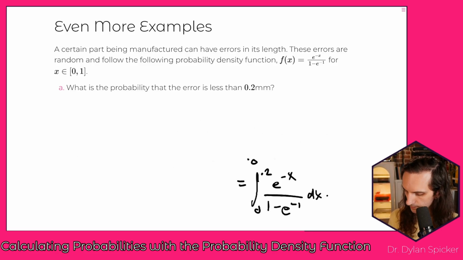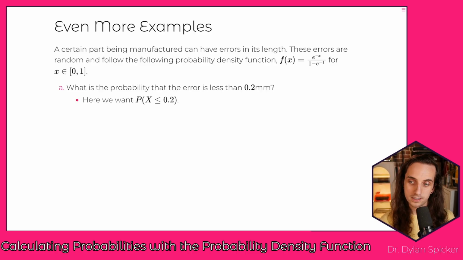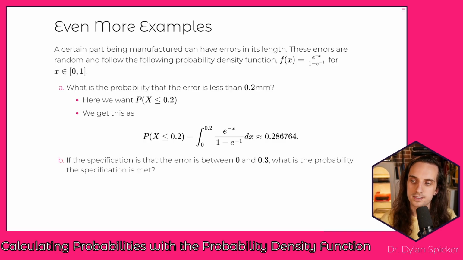So with that, we can take a look at our actual calculation here, right? To get this, we're going to integrate, and if you do that integral, then you should find that it's about 0.2867. Okay, so 28.7% chance that the error is less than 0.2 millimeters.